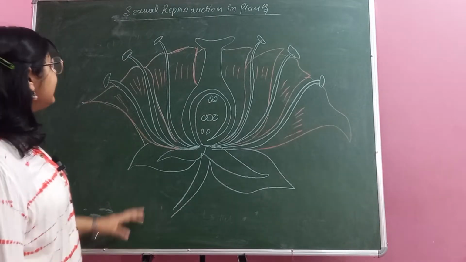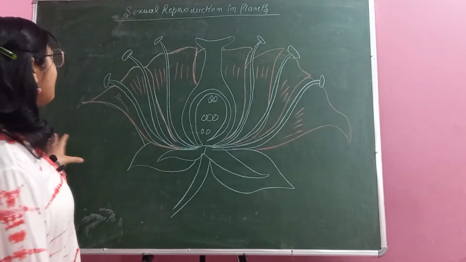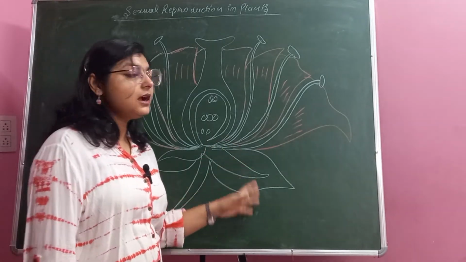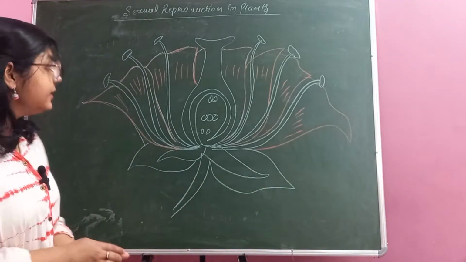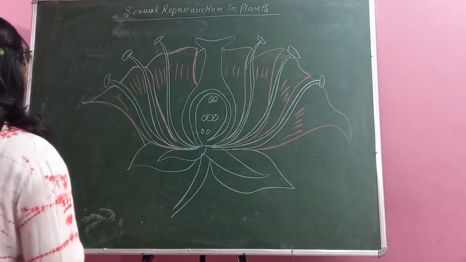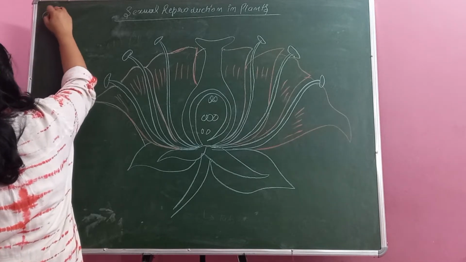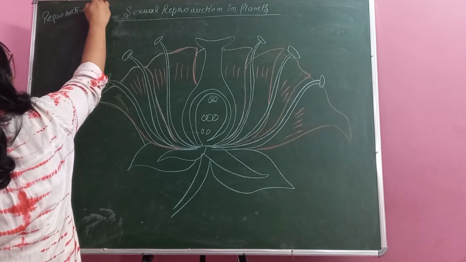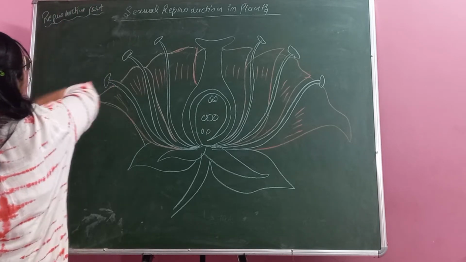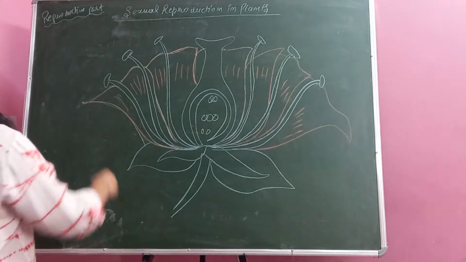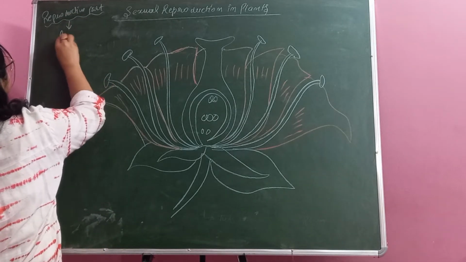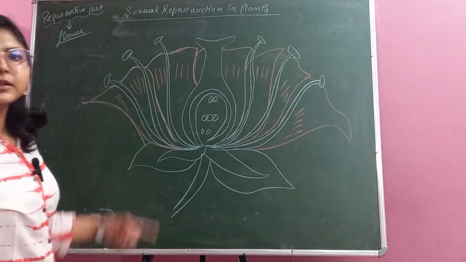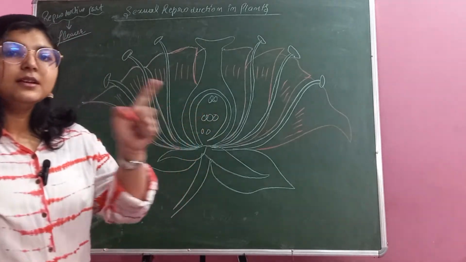I'll explain this diagram, but before that we will see some terms that are very much important when we start sexual reproduction in plants. So the first thing is, what is the reproductive part of the plant? I have already discussed it in vegetative propagation. That part is flower. Reproductive part of the plant is flower.